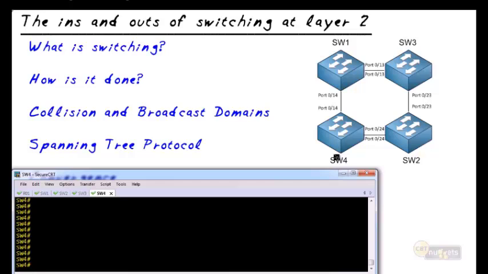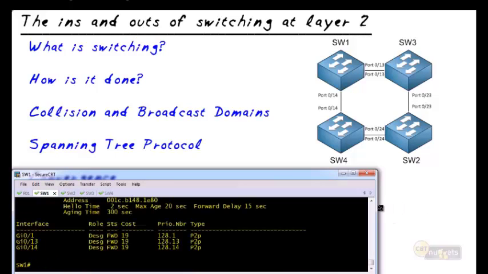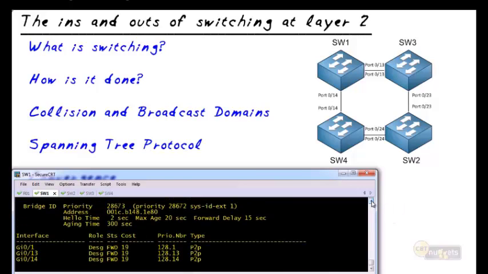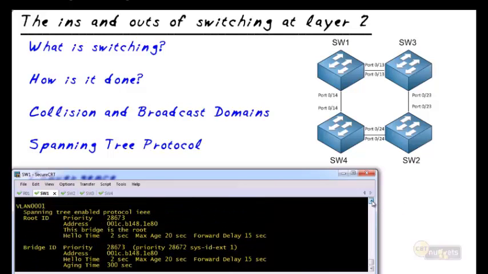And the commands, whether you're on Juniper equipment or Cisco or somebody else's, might be slightly different, but the concepts are the same. So let's go to switch number 1, and let's do a show spanning tree. So show spanning tree has a lot of cool output. I'll scroll up a little bit here.